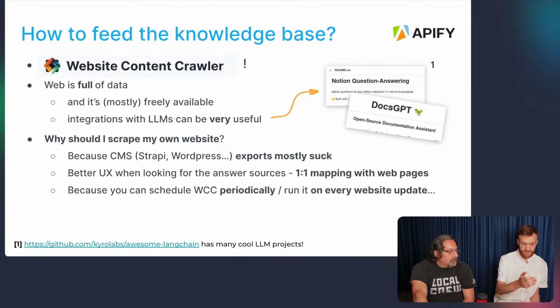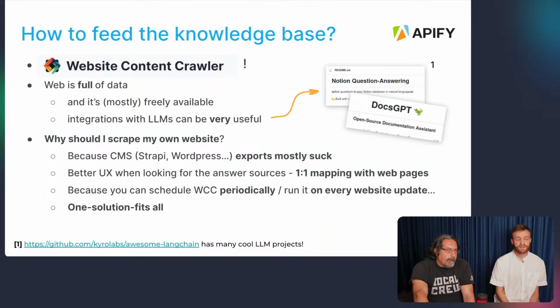Also, thanks to the fact that the Website Content Crawler is running on the Apify platform, you can schedule it to run periodically to always have the most recent data. Or you can run it on every update of your website. You can integrate it with GitHub Actions. There are many different options you can do.